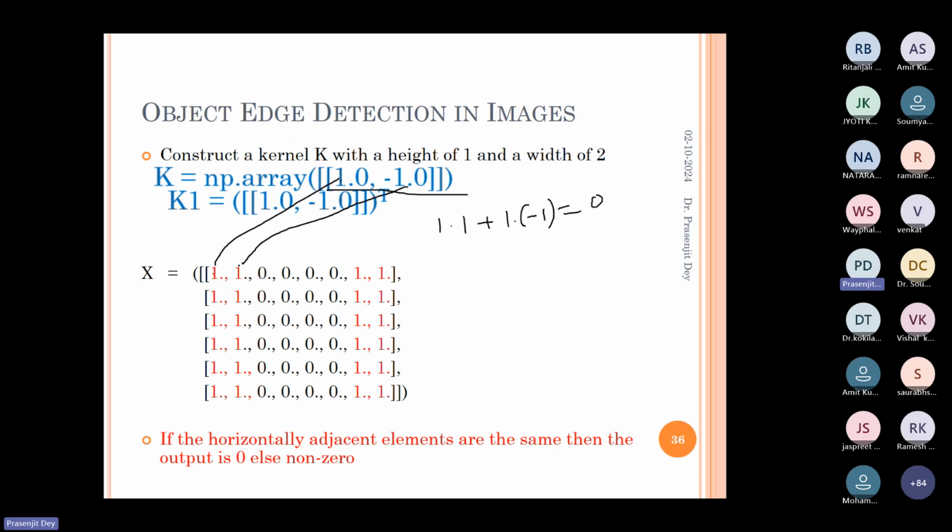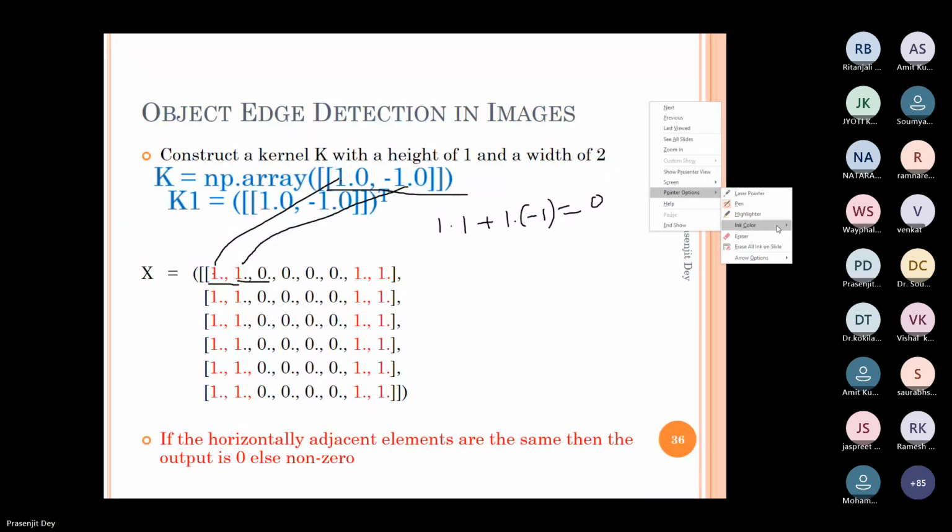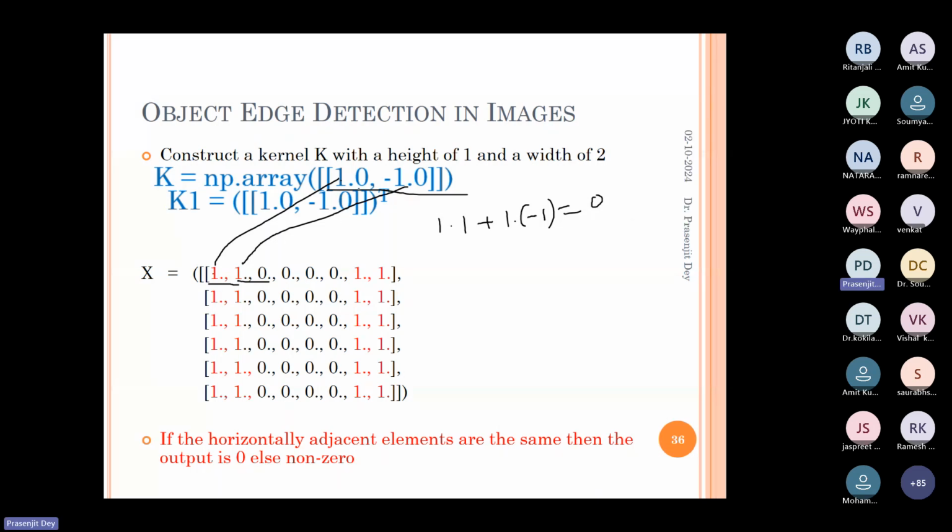Now I will move this window here. Earlier the window was there; now I will shift it here. Now I will multiply. Okay, let me choose a different color. So now I will multiply this 1 with 1, and after that 0 with minus 1, and the output will be 1. So as you can see, the first value is 0 and the next value is 1.